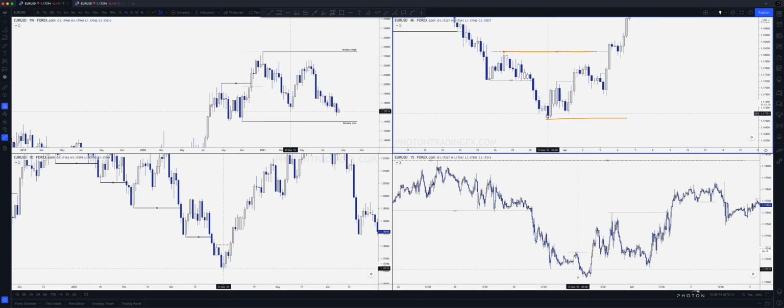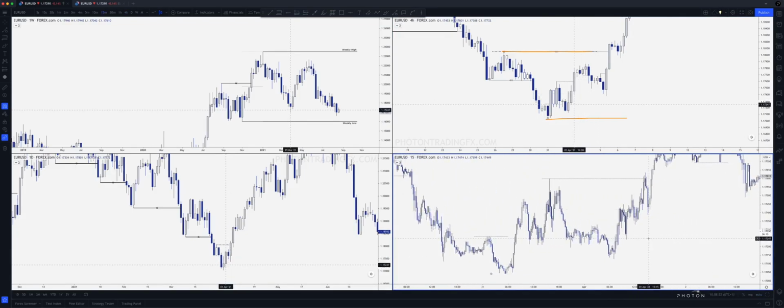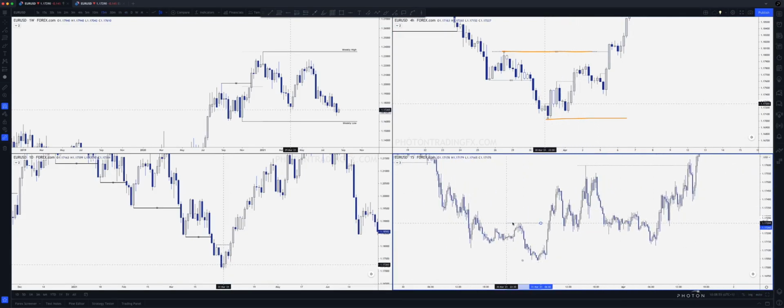But when we were anticipating that 4-hour pullback kicking in and we got that 4-hour change of character, what do you think that 4-hour change of character was on the 15-minute chart? Well, this is the 15-minute chart down here, and if we zoom in, right, you can see this dotted line here. I'm just going to tidy it up a little bit. That's where the 4-hour change of character was.